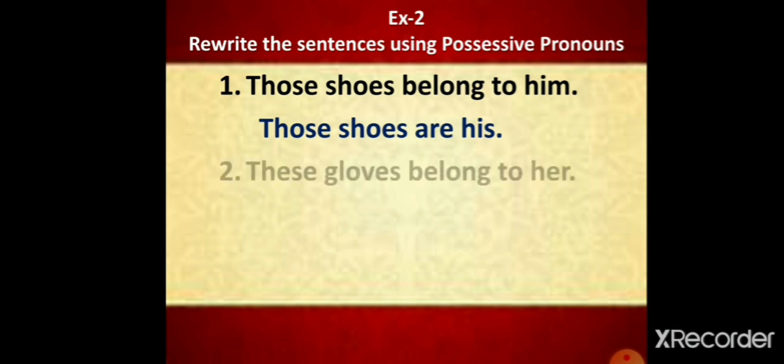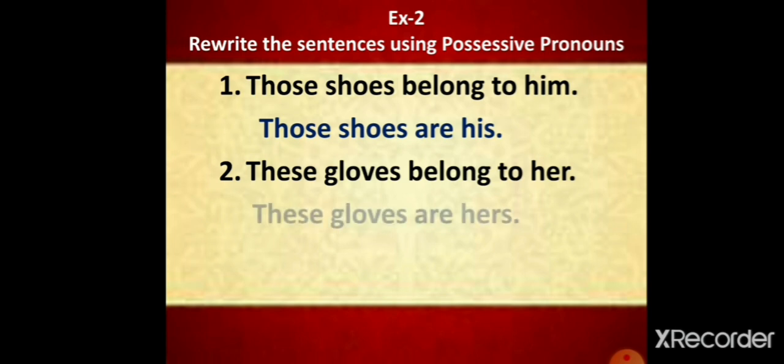Okay. Second sentence. These gloves belong to her. So simply just change from her to hers. Her से hers में convert हो जाएगा और belong to को हम remove कर देंगे. Those gloves are hers. अब कैसे पता चलेगा is, am, are क्या use करना है? Right? Are use किया because gloves की बात हो रही थी, ज़्यादा gloves हैं ना, that is why.